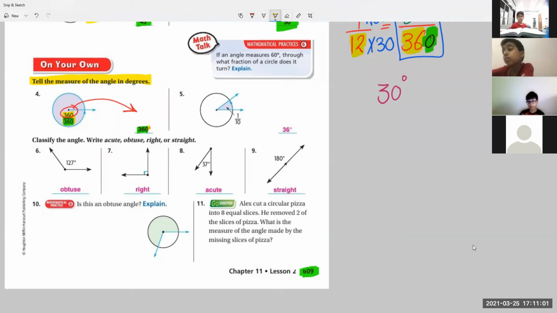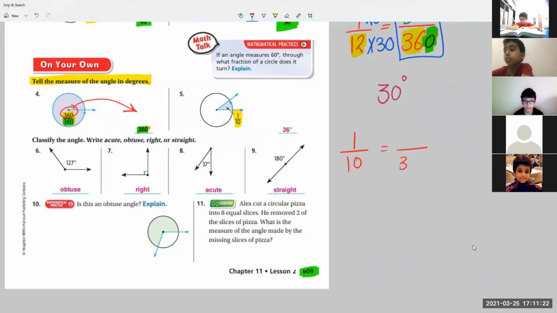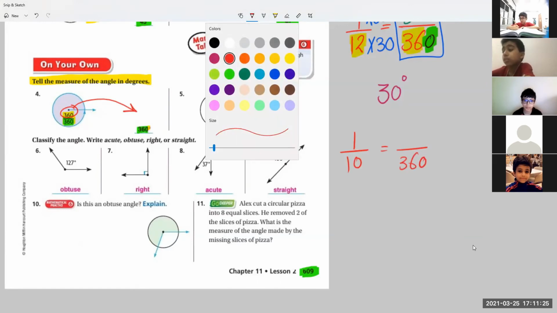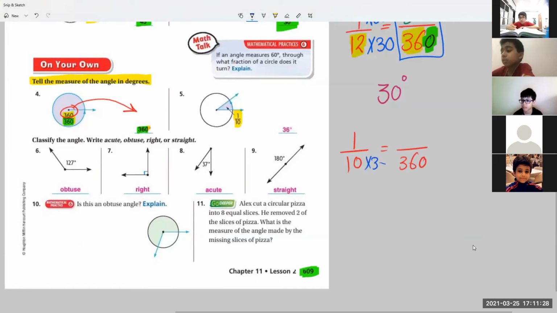Okay, Faisal, we have here 1 over 10, and we need to get the measure of this angle in degrees. But do we have 360 in the denominator here? No, so you should get 360 in the denominator. How can we make it? We're gonna multiply 10 by 36. Yeah, so 10 multiplied by 36 to get 360. As we did down, you have to do the same up. So 1 multiplied by 36 equals what? 36. So that's the answer.